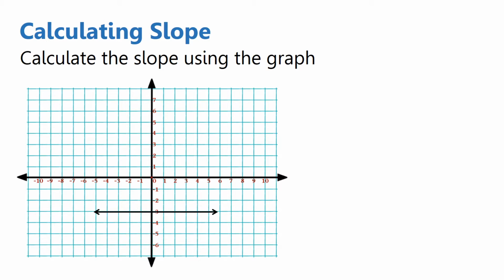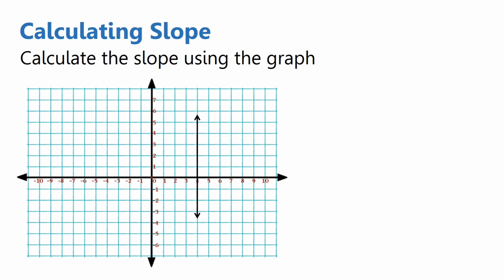Alright, what did you get for your slope? If we choose 2 points and draw our lines connecting them, we see that our rise is 0. We haven't risen at all. Our run, depending on your points, could be anything. I picked 6. If we plug this into our formula, we get 0 over 6, which we know is 0. So this line has a slope of 0. It's parallel to the x-axis.